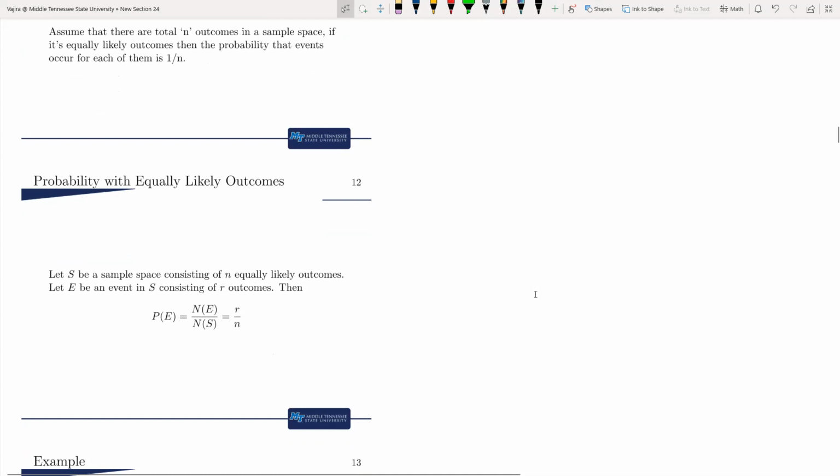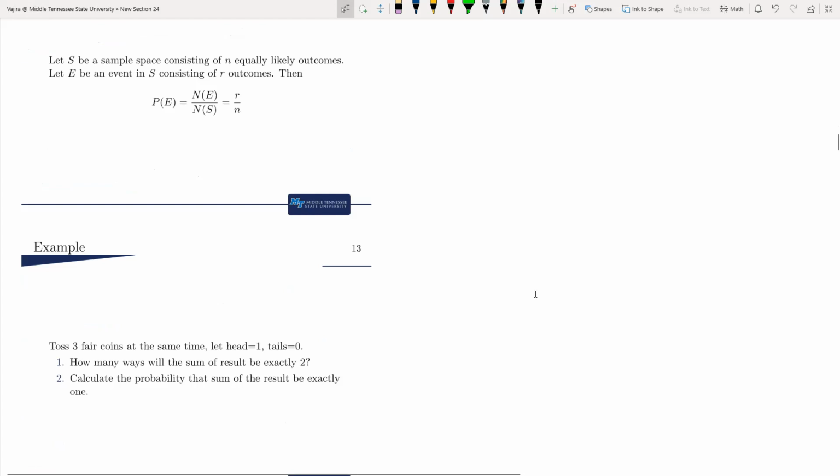So if you have equally likely outcomes, then you can calculate the probability of an event. The idea is that an event is a subset of the sample space. So what you do is count how many outcomes are in the event, and divide it by the number of outcomes in the sample space. That gives you the probability of that event occurring.